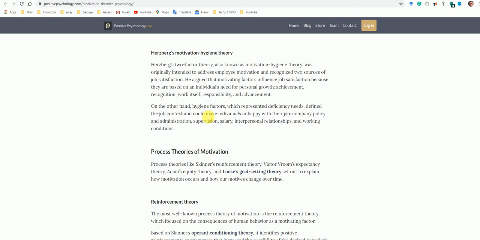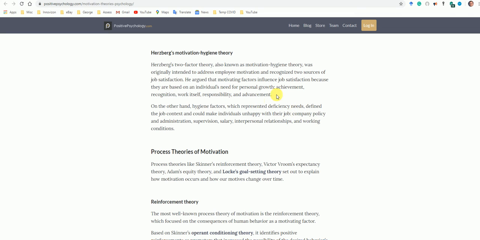Without them, individuals will be unhappy. All right, so salary is there, interpersonal relationship, working conditions. So that's why they're called hygiene. It's not that they are not important, but without them, the employees will be unhappy.